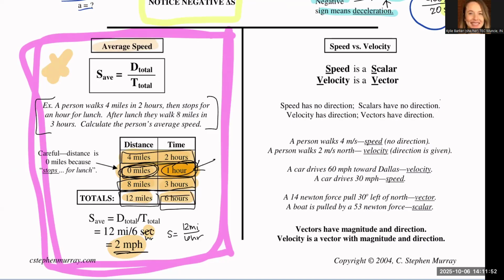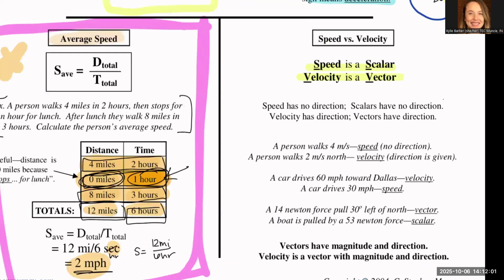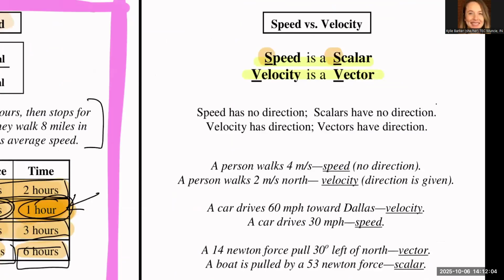And then finally, we learned this in one of our videos last week. Speed is a scalar quantity and velocity is a vector quantity. I told you guys that it was just lucky that speed and scalar both start with S and velocity and vector both start with V. So that's kind of an easy way to remember it. You still have to know what those things mean. So here it is again. Speed has no direction. So all scalars have no direction. Velocity does have direction. All vector quantities have direction.